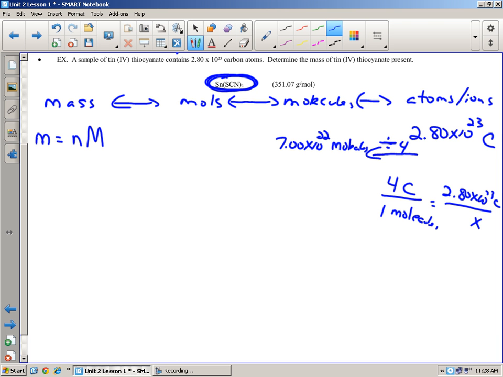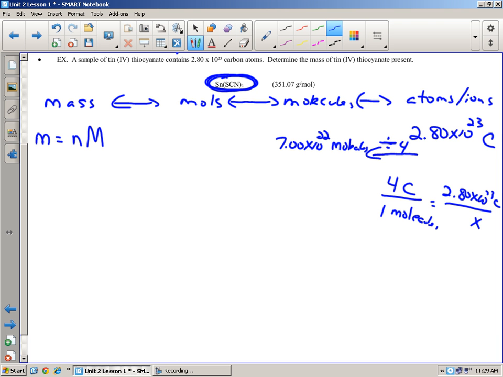Let's do it this way. If I gave you, for example, 12 carbons. So I'm going to give Ryan 12 carbons. And I say, make as many molecules as you can. What's he going to do? Well, he's going to say, I need 4 carbons for every molecule. So if I give him 12, 4 for each one, 12 divided by 4, I can make 3 whole molecules.